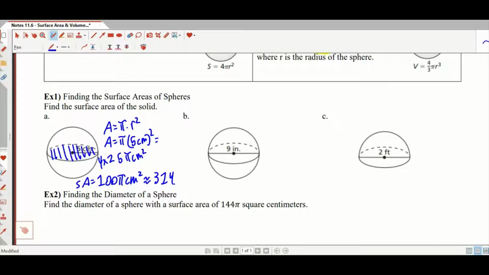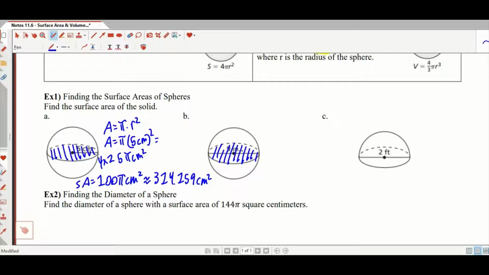That's about, well, you can do 100 times your pi, 314.159 centimeters squared. Very good. So let's find the surface area of this sphere.